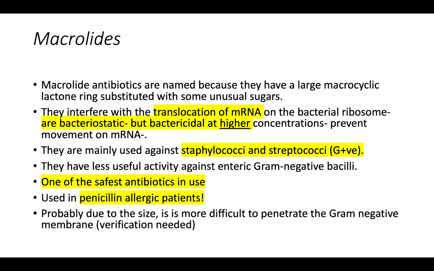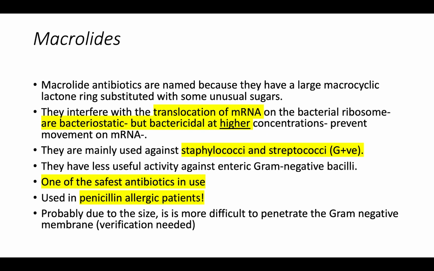Now we want to talk about the macrolides. Maybe you have heard of the most famous macrolide, erythromycin. Macrolide antibiotics are named so because they have a large macrocyclic lactone ring. They interfere with the translocation of mRNA, as we said. They are bacteriostatic at the regular doses used, and higher doses can become bactericidal. They are mainly used against gram-positives, so we use them against the staph and strep bacteria.